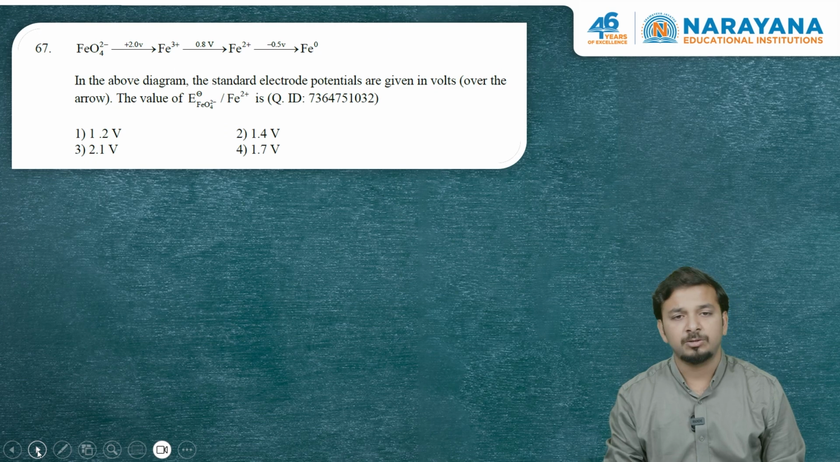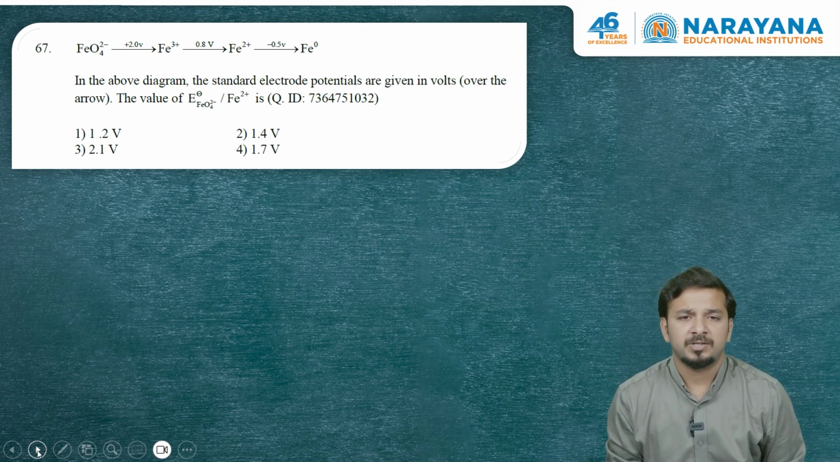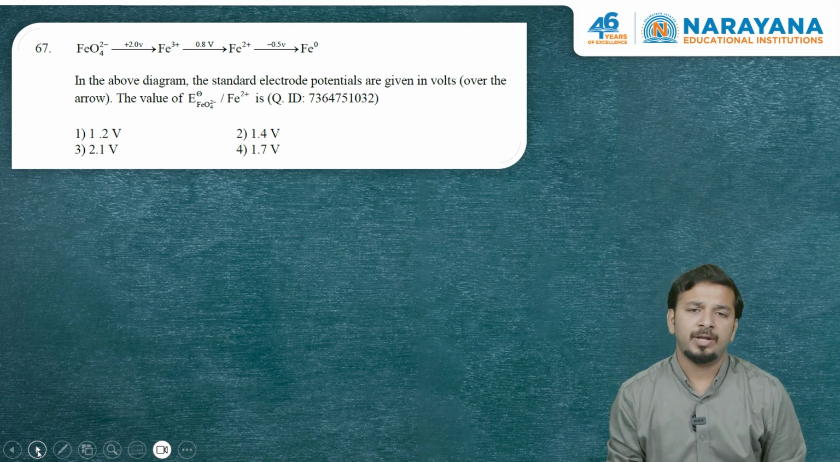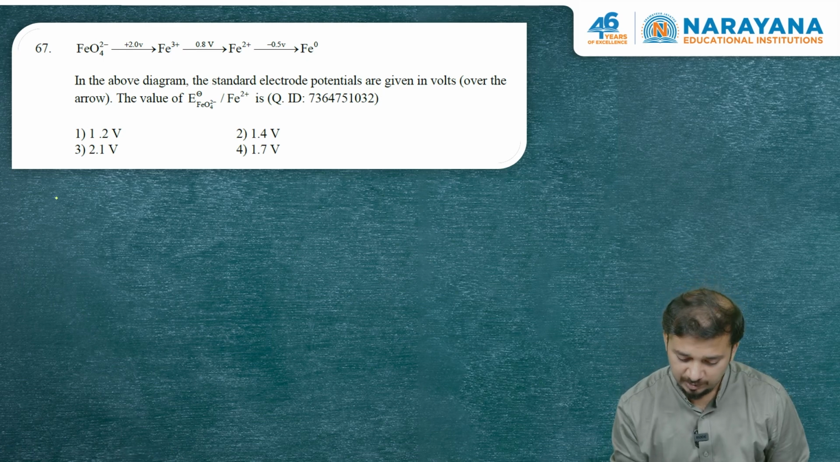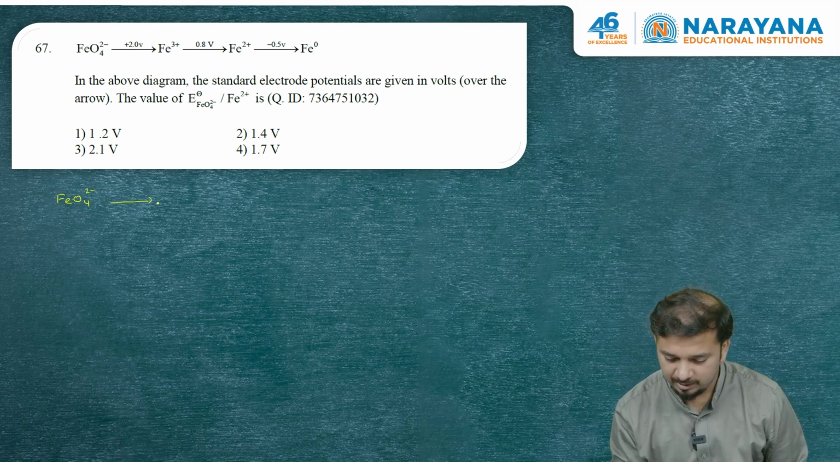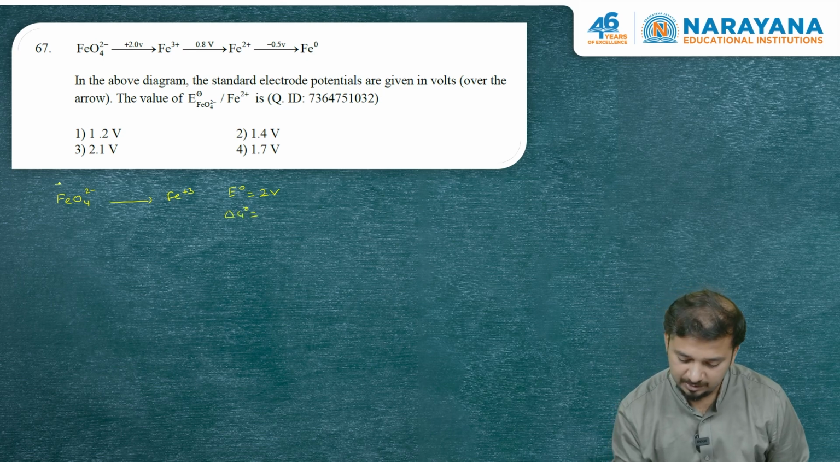Moving to the next question. They have given a reaction and E naught values are given. In the above diagram, the standard electrode potentials are given in volts. The value of E naught for FeO4 2 negative to Fe plus 2. So we can write over here FeO4 2 negative is becoming Fe plus 3. E naught is equal to 2 volt. So we can write delta G naught for this reaction as it is in plus 6 oxidation state, it is in plus 3 oxidation state.